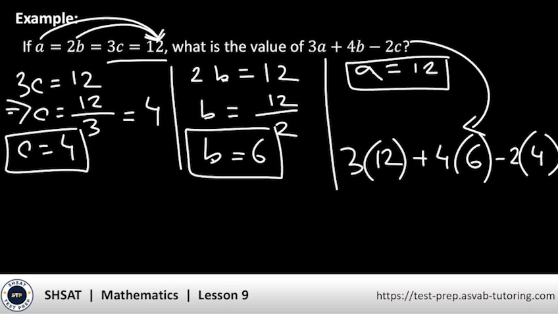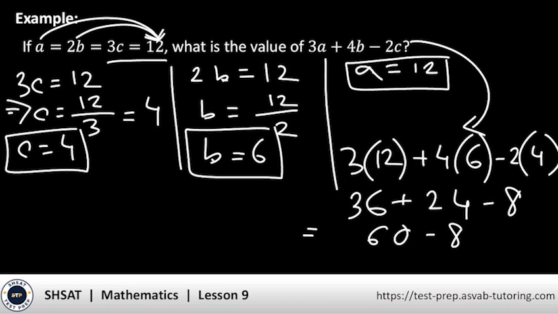Breaking the parentheses gives us 3 times 12 as 36, 4 times 6 as 24, 2 times 4 is 8. You add first and then you subtract. So 6 and 4 is 10, carry the 1, 3 and 2 is 5 and 1 is 6. 60 minus 8 is 52. That is your final answer. Okay? Let's now look at the next question.